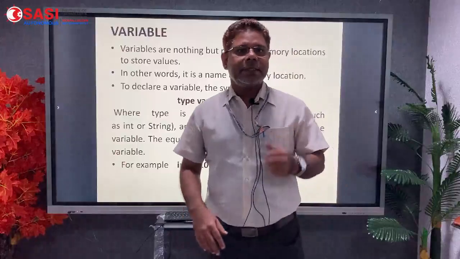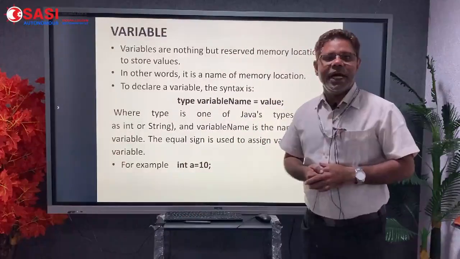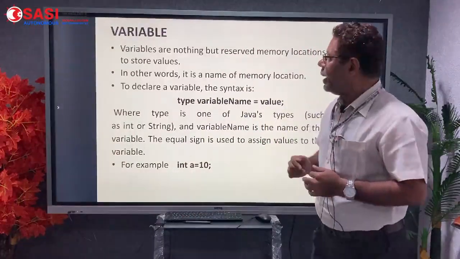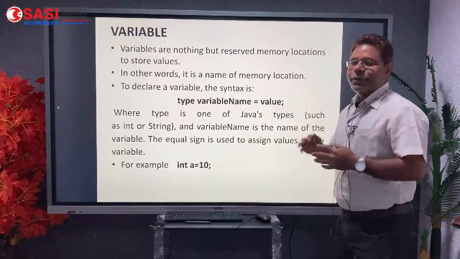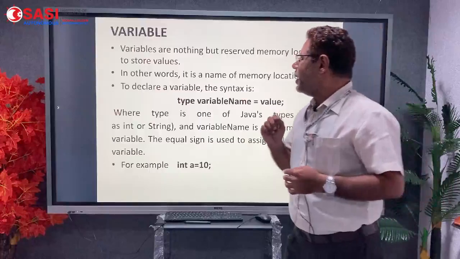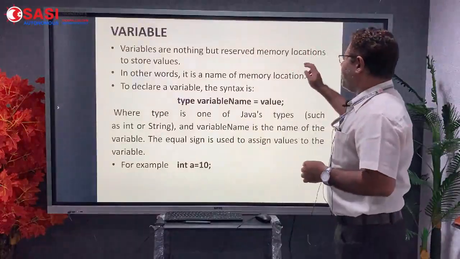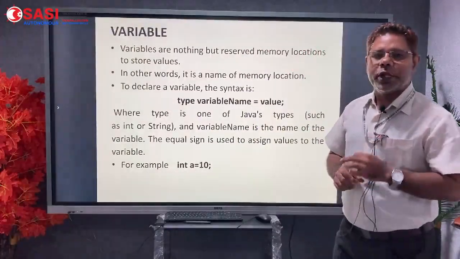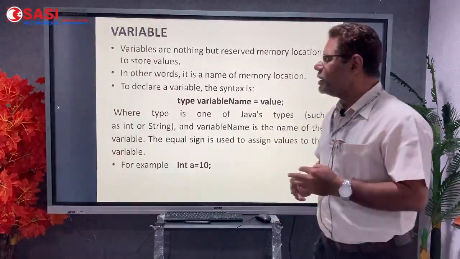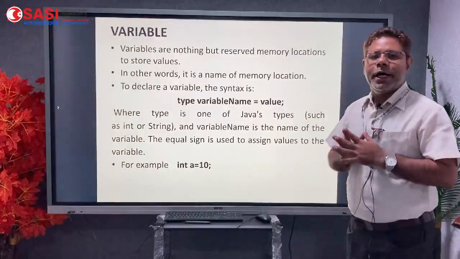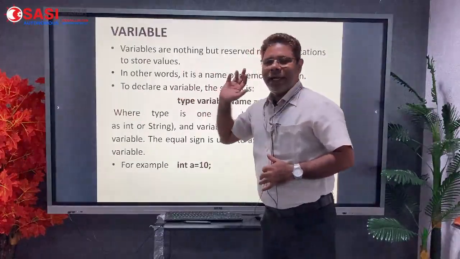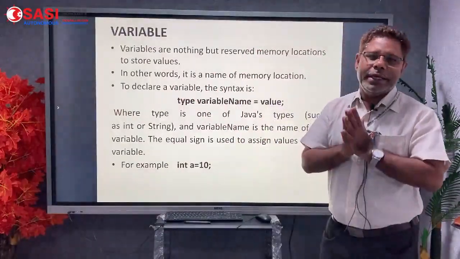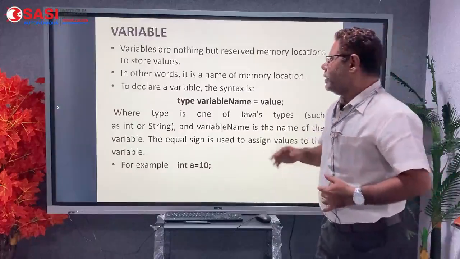In the previous class, we discussed Java features, and now we can discuss what a variable is. A variable is a reserved memory location to store data. Variables are used to store data. For example, consider how we can declare a variable in the Java programming language.